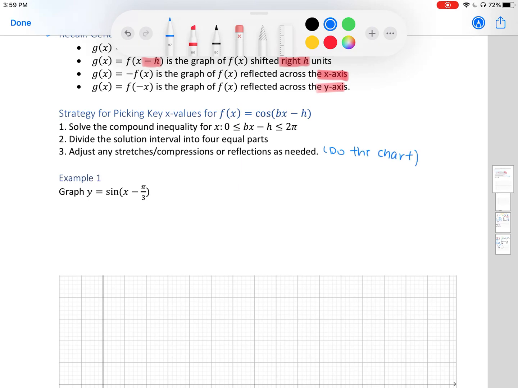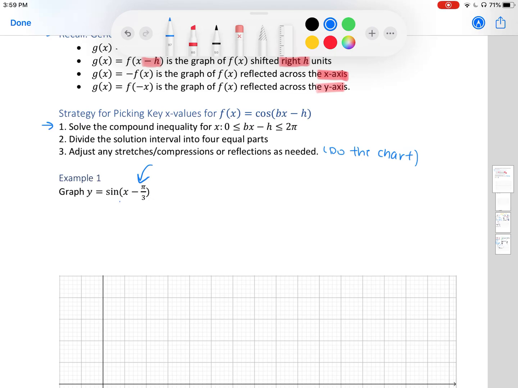Okay, let's do an example, and it's pretty straightforward. It's just a lot of algebra, a lot of working your problem out. So let's follow our steps. We have a horizontal shift to the right pi over 3 units, so it's shifting our sine graph to the right that amount of units. So instead of actually moving the chart over, you can graph a chart from scratch again.